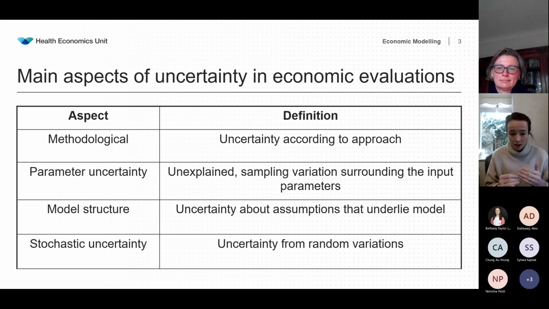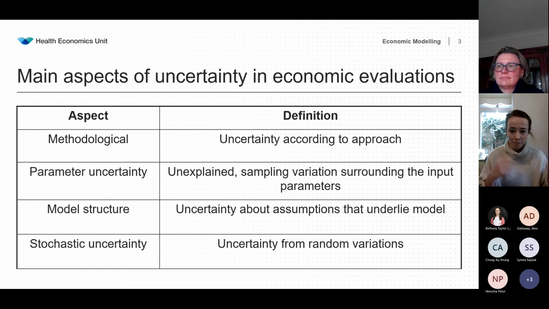So the main types of uncertainty that we're going to quickly run through are methodological, parameter, model structure, and then stochastic. These charts might be helpful to keep somewhere as a reference point if you're actually doing some modeling. Basically, methodological relates to the approach that you take to modeling. Parameter uncertainty is about the sampling of the different variables that are feeding into your model. The model structure is about the assumptions that we make.